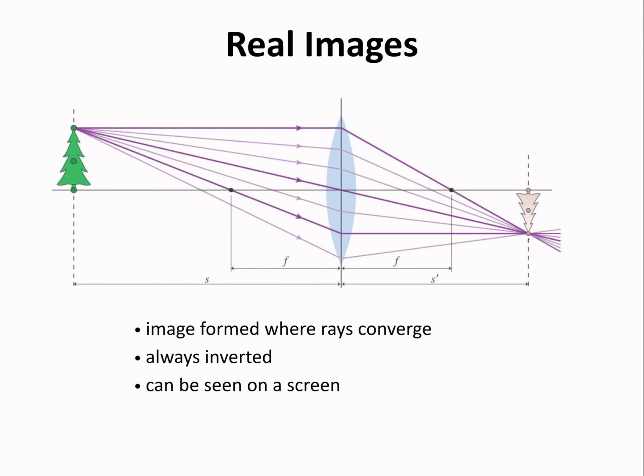You can see both real and virtual images, but you cannot project virtual images. And there's never any back ray tracing like what we showed with the diverging lens.